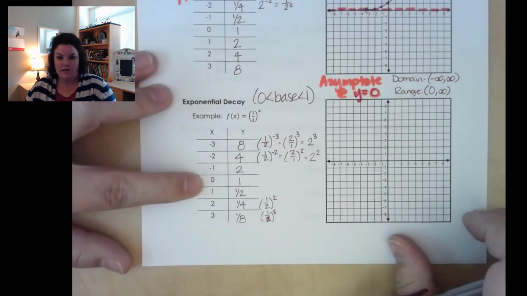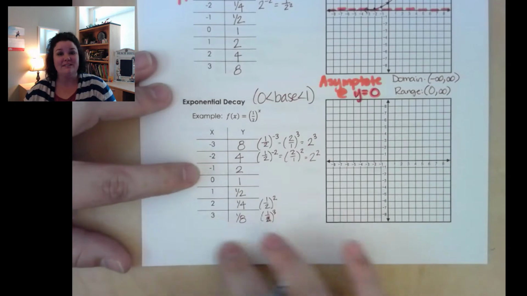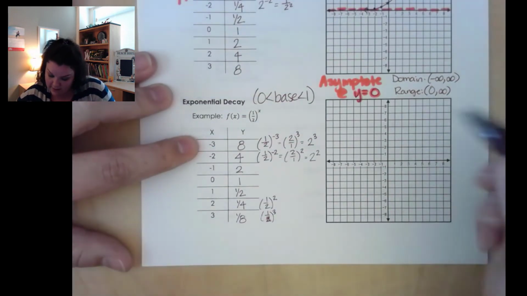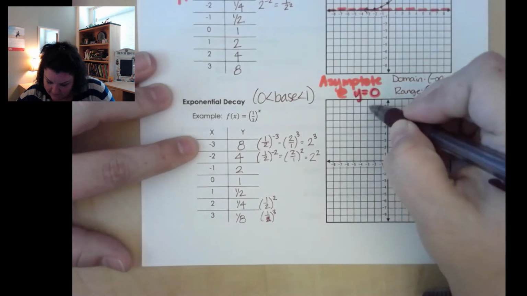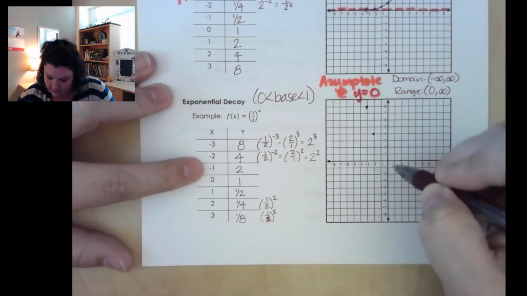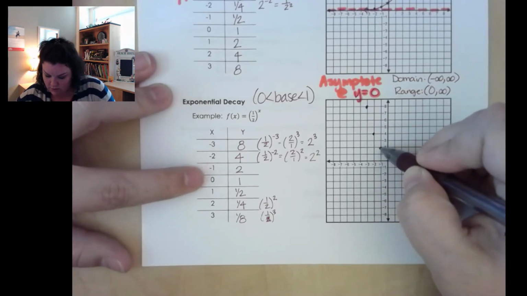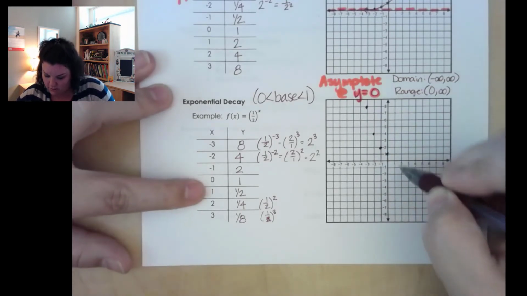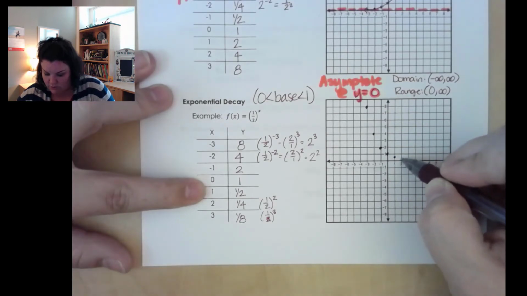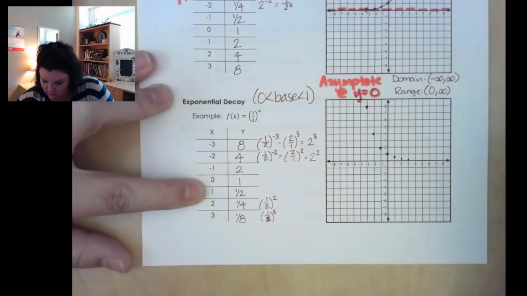Okay. So now that I have my table filled in, I want to go ahead and graph it and see what this one looks like. So at -3, I'm up at 8. -2, I'm at 4. -1, I'm at 2. 0, I'm at 1. 1, I'm at 1/2. 2, I'm at 1/4. 3, I'm at 1/8.